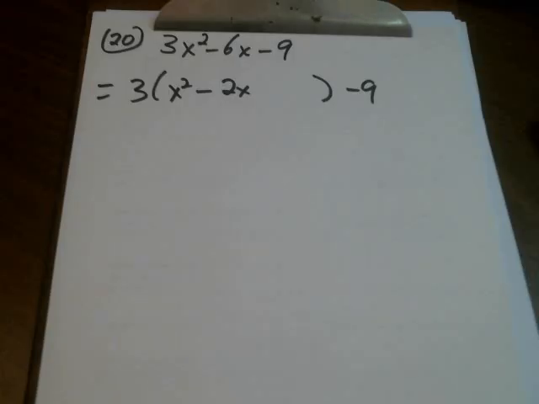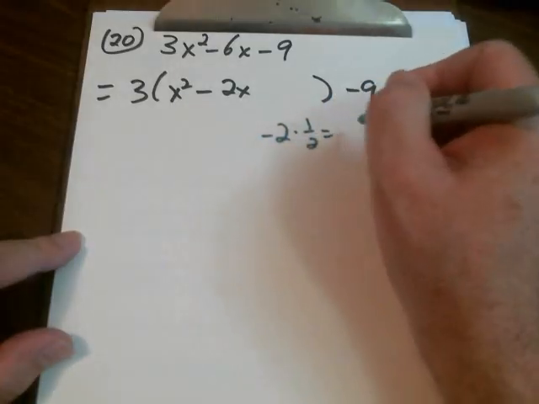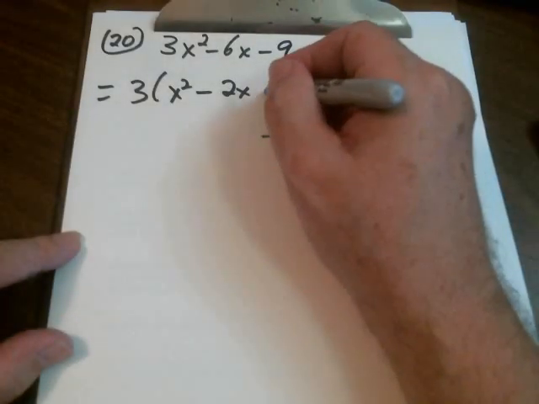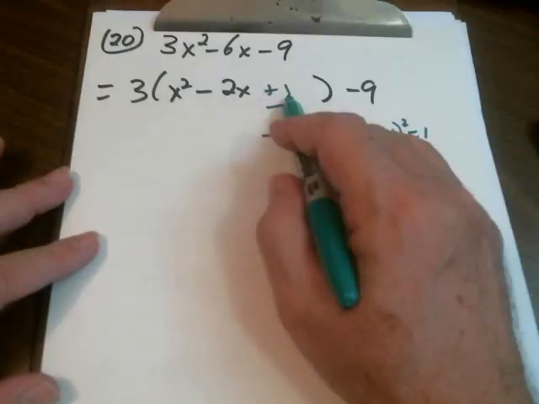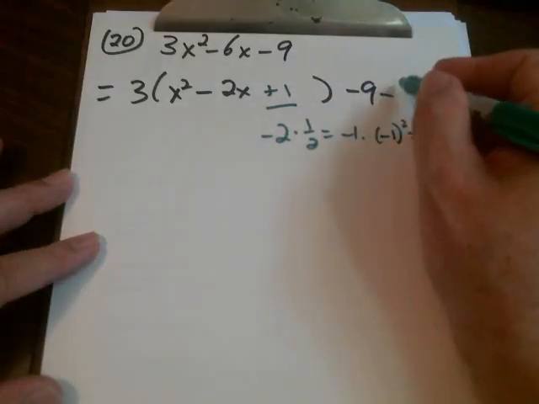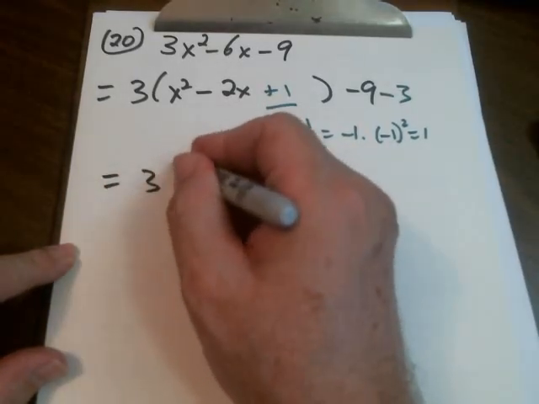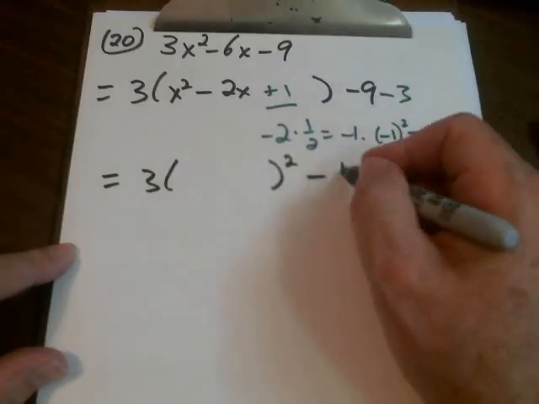Now to get the magic number aspect, we'll focus on the negative 2 part. Negative 2 times 1/2 is negative 1. Square the result. Negative 1 squared is 1. So we bring in 1 right there, but always be careful. In the big context here, we have not brought in just 1. We brought in 3 times 1. Therefore, we have to subtract out the 3. And finally, I believe, if we've done our job right, negative 9 minus 3, negative 12.